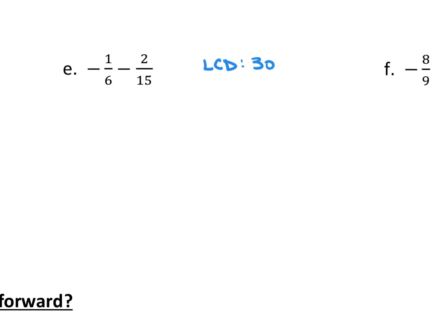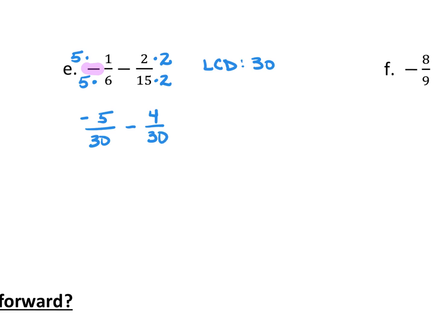All right, first fraction. What do we need to multiply by in order to get from 6 to 30? We want to multiply by 5. We get 5 over 30, and we do have that negative there, and so we do need to make sure that we keep the fraction negative. The second one, we want to multiply 15 times 2 to get to 30. Again, whatever we do to the bottom, we do to the top. And so this becomes minus 4 over 30.